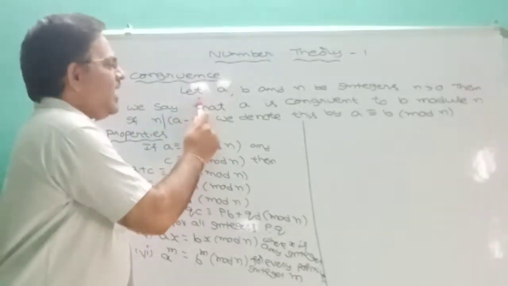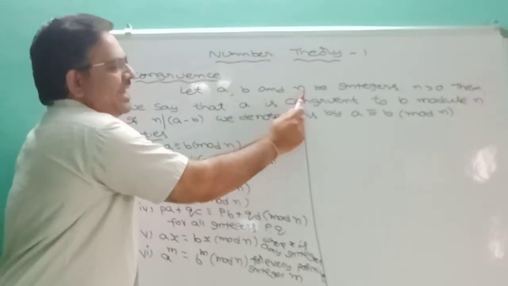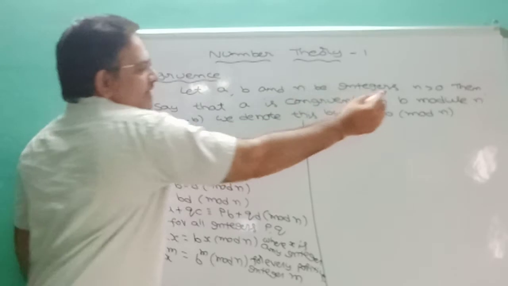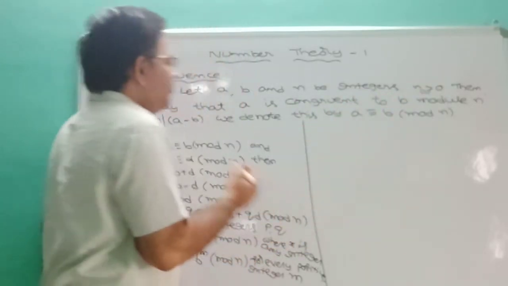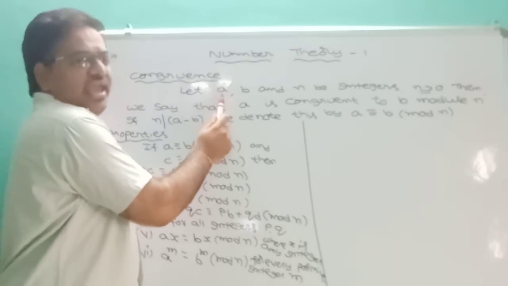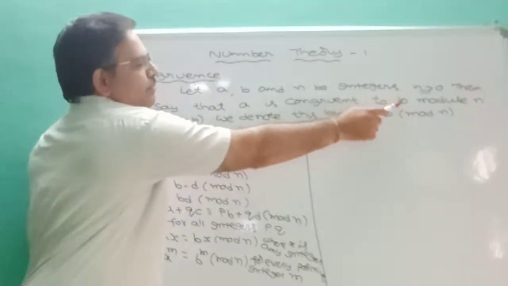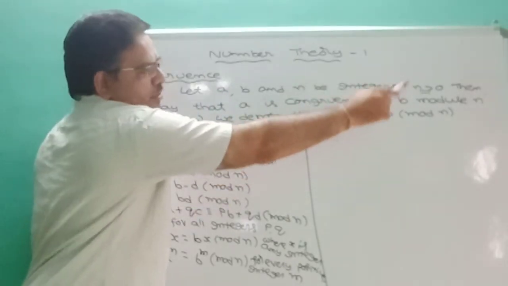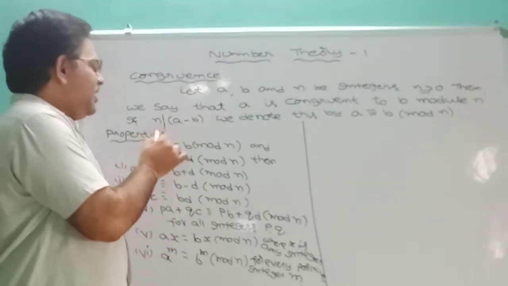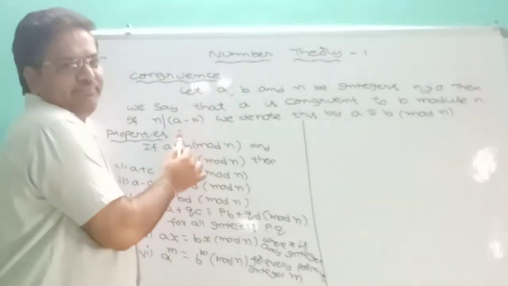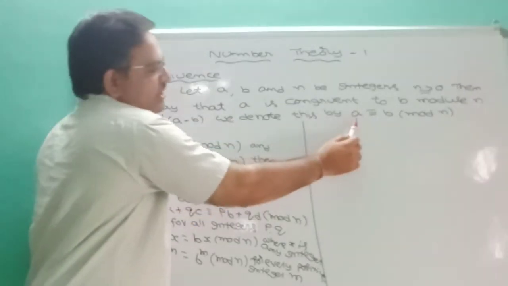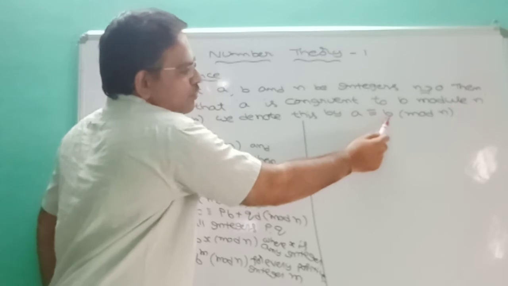Let a, b and n be integers, where n is greater than 0. Then we say that a is congruent to b modulo n. What is the meaning of that sentence? It means n divides a minus b. We denote this by a is congruent to b mod n.